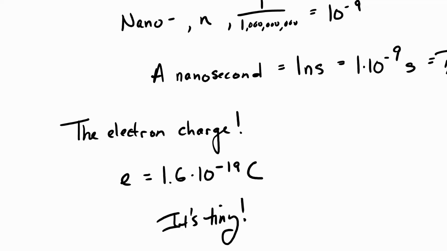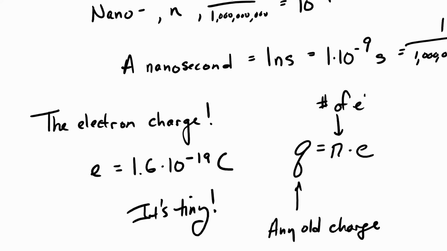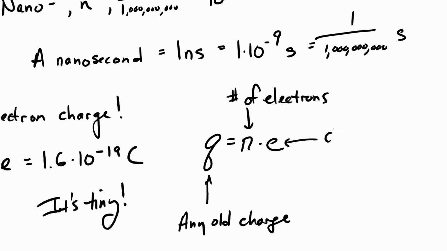But oftentimes we want to talk about charges in the context of how many electrons there are. So this value is very important. I can take any charge Q and represent it as some number of electrons times e. So this is any old charge. This is the number of electrons. And this is the charge per electron, right?